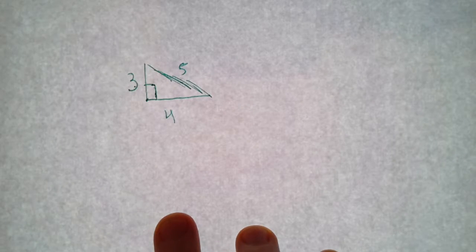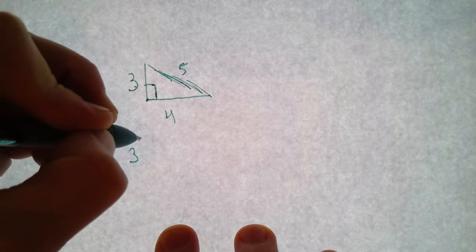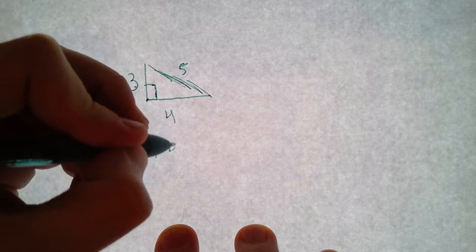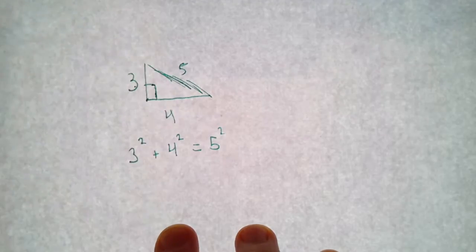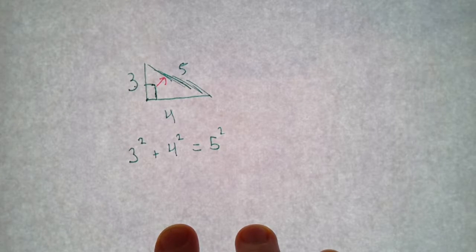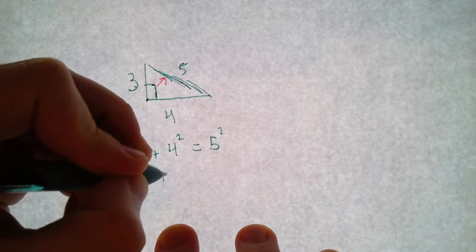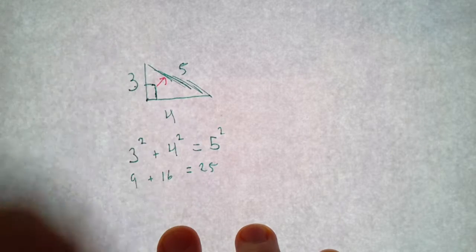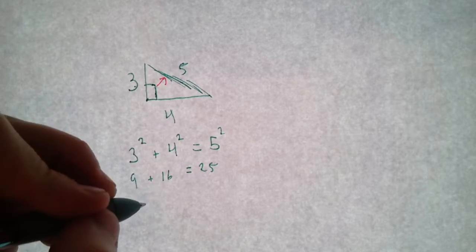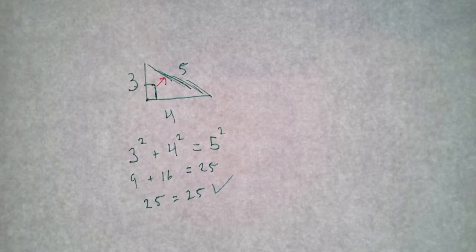So for example, a very classic one is the 3, 4, 5 triangle. If I take the square of my two legs, so 3 squared plus 4 squared, that will equal the square of my hypotenuse. Hypotenuse, by the way, is the side that's opposite from my right angle in a right triangle. If I do this, 3 squared is 9, 4 squared is 16, 5 squared is 25, 9 plus 16 is 25. So Pythagorean theorem works out for this.